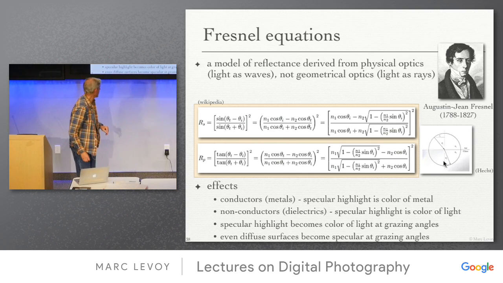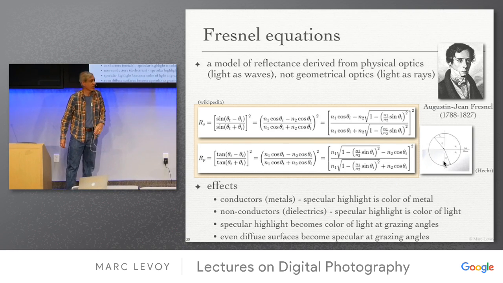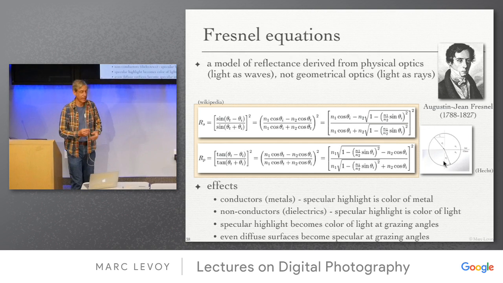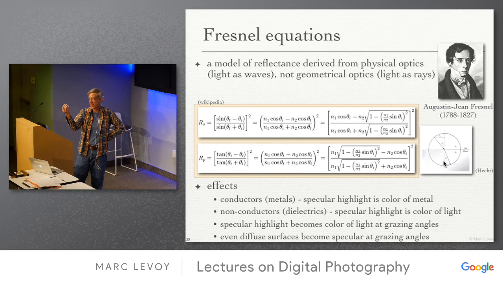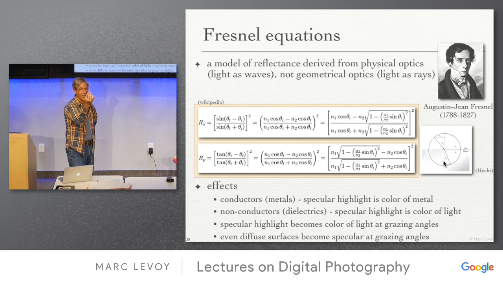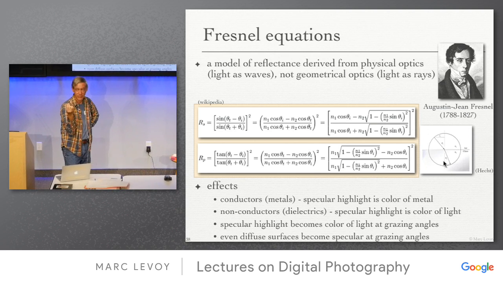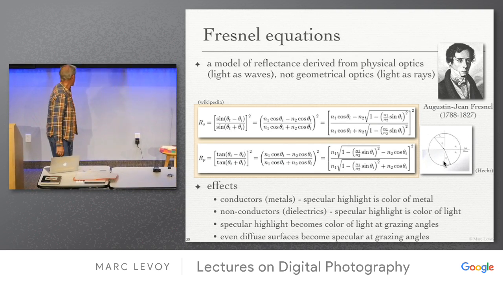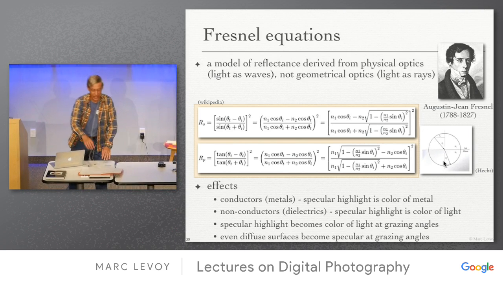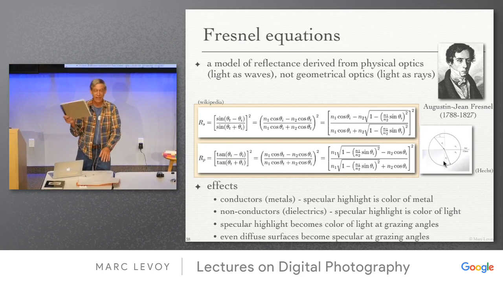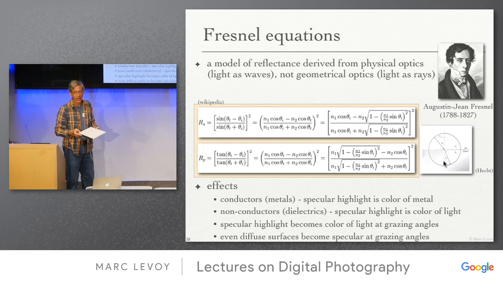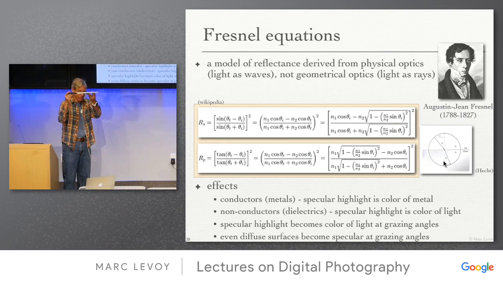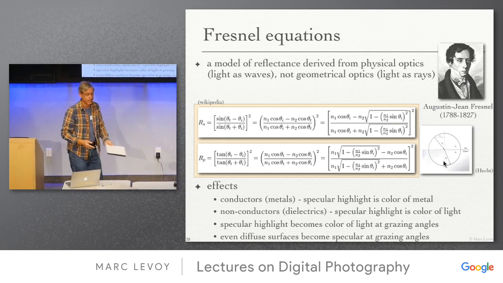So another prediction of the Fresnel equations is that the specular highlight becomes the color of the light at grazing angles. So you can try this yourself later. If I take a penny and I see that the specular highlight is copper colored, and then I get it right up at a grazing angle relative to the spotlight, which hurts my eyes, the specular highlight becomes white. So you can try that yourself. And even diffuse surfaces have a specular highlight at grazing angles. So there's your linoleum floor. If I just take an ordinary pad of paper and I run it up at a grazing angle, I begin to see a specular highlight. And it looks like it's a shiny surface. And that's Fresnel reflection.